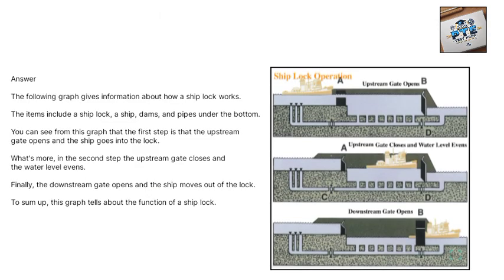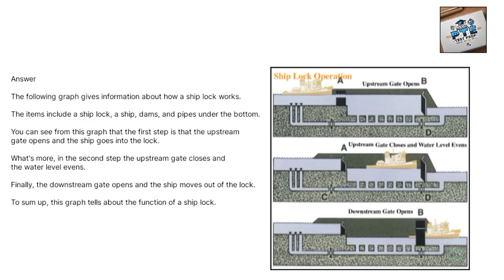The following graph gives information about how a ship lock works. The items include a ship lock, a ship, dams, and pipes under the bottom. You can see from this graph that the first step is that the upstream gate opens and the ship goes into the lock. What's more, in the second step, the upstream gate closes and the water level evens.